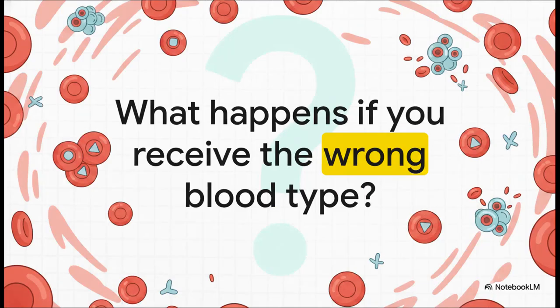But before we get to the lab, we have to establish why this matters so much. So, what actually happens if you receive the wrong blood type? This isn't just hypothetical trivia. The stakes here are incredibly high. Receiving blood from the wrong ABO group can genuinely be life-threatening. It sets off this massive internal alarm system that we really need to understand. So to figure out why a simple transfusion can go so drastically wrong, we need to zoom in.